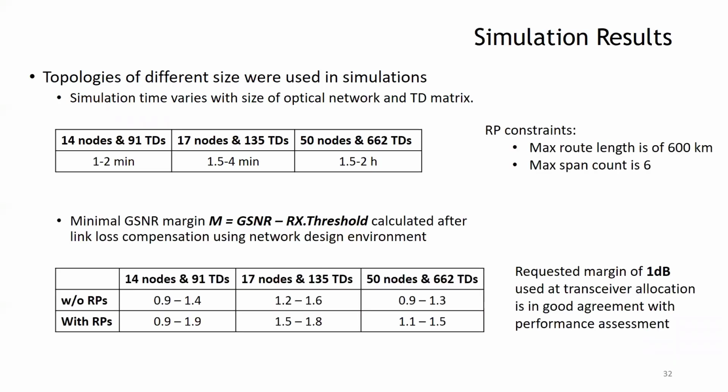Another thing that was compared is minimal GSNR margin. We compared 2 values. First one is the target margin of 1 dB, which is used at transceiver allocations, and another one which is calculated after complete configuration of all equipment, including WSS ROADMs and amplifiers with the network design environment. Calculated margin is in a good agreement with the requested one.